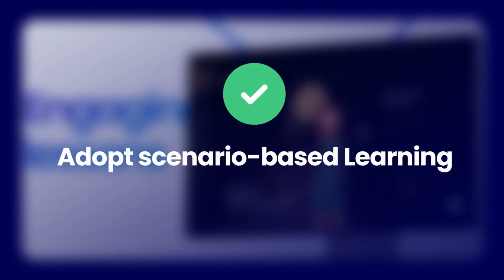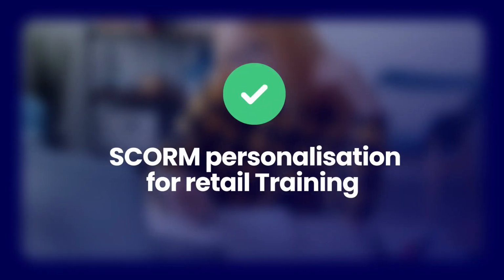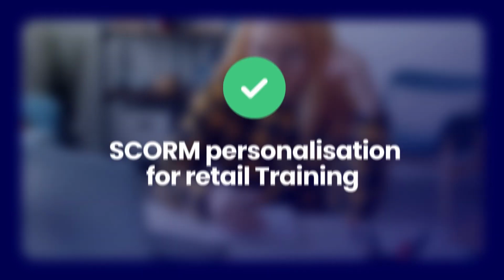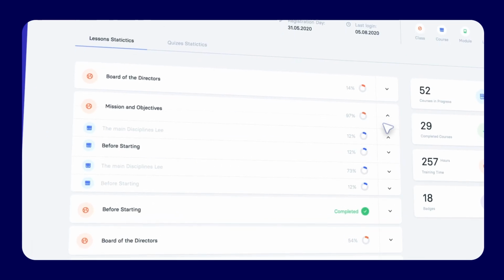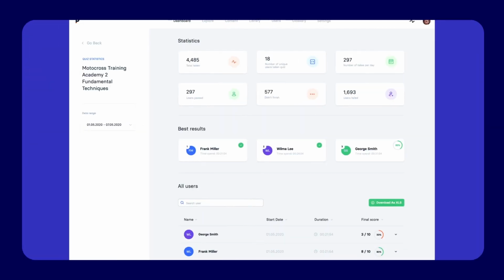Adopt scenario-based learning. Scenario-based learning brings real-world retail challenges into the training sphere, equipping employees to handle practical situations with confidence. SCORM personalization for retail training. Imagine starting a course where an avatar, tailored to your liking, guides you through the content.